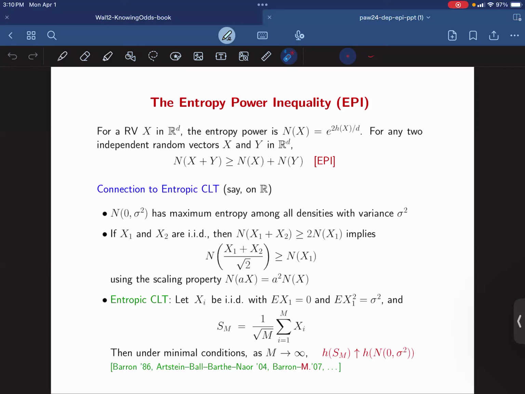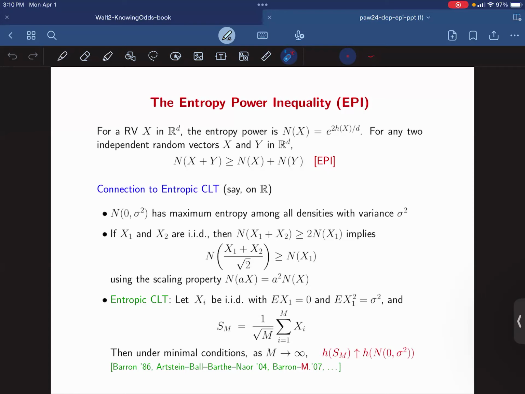Anyway, so the entropy power inequality has many nice consequences. Just like the Brunn-Minkowski inequality in convex geometry implies the isoperimetric inequality and so on, the entropy power inequality implies isoperimetric inequalities in the probability world. For example, it implies the logarithmic Sobolev inequality for the Gaussian distribution. It also implies nice things about the central limit theorem. So let's see what it says about the central limit theorem.